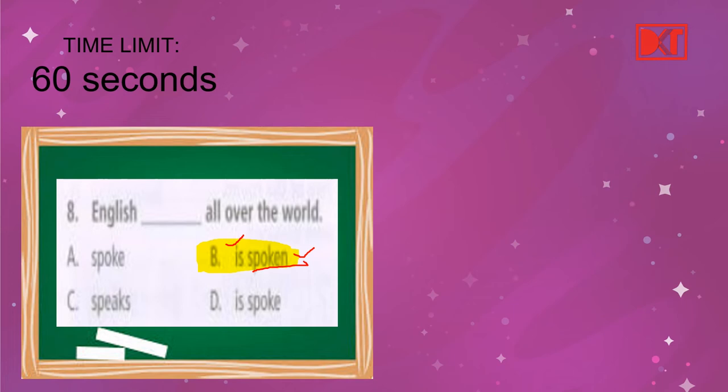Now in A, C and D, in fact, in all of them, what is the situation? The past participle is incorrect. So, all these options are incorrect. All right.